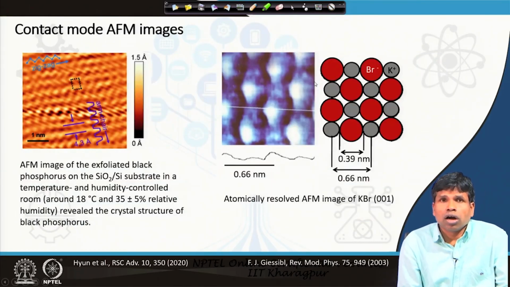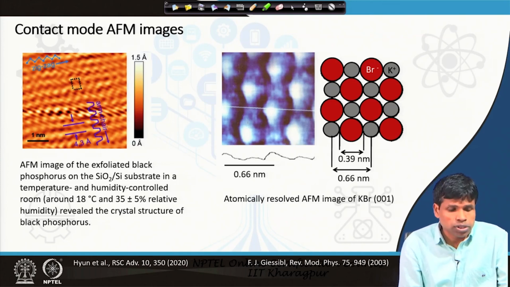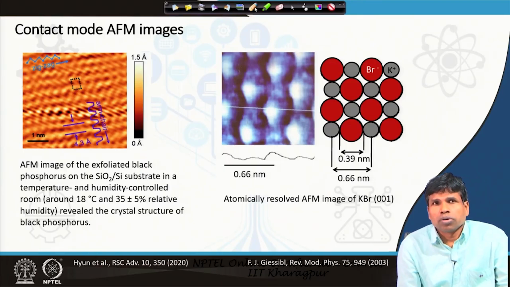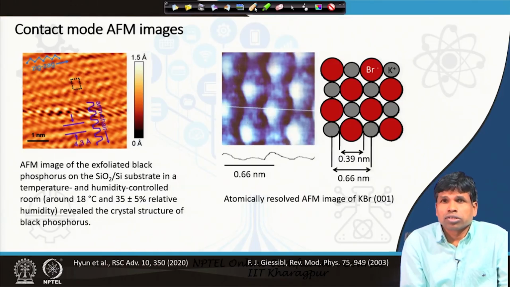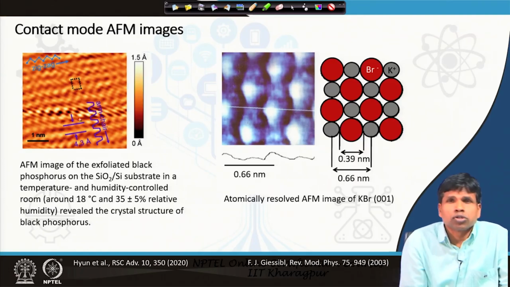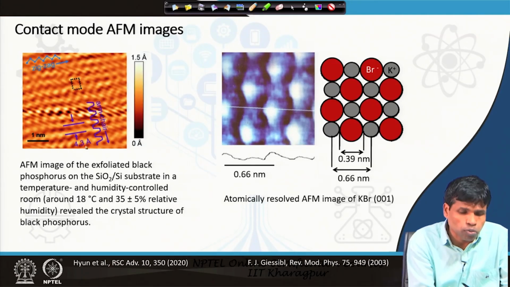This is an example of how contact mode gives high resolution imaging, atomic resolution. As you see on the left side, that is an AFM image of exfoliated black phosphorus on a silicon oxide substrate, operated in ambient condition with a certain humidity and temperature at 18 degrees centigrade. It gives the crystal structure. The lattice planes can be visualized, and the distance between two lattice planes is measured to be around 4.3 angstrom here.